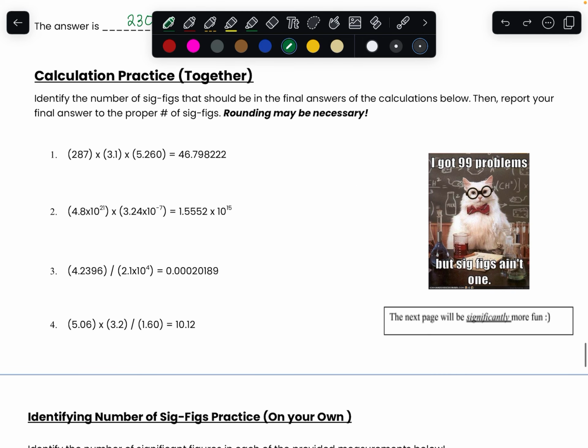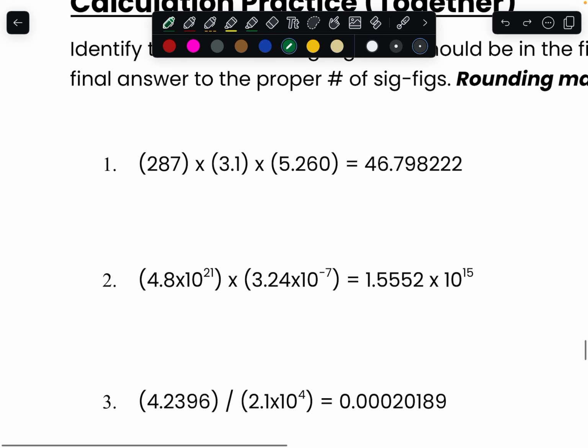Okay, so here's the calculation practice that I want us to go through, and I'm going to go through a few examples here just to make sure that we're all good to go on how we do this so that you can try the rest on your own. When you're doing a calculation practice, you're going to be tasked with multiplying some numbers together, plugging things in on your calculator, and then getting some sort of answer. What we're going to do in this section is just round up or round down based on the number of sig figs.